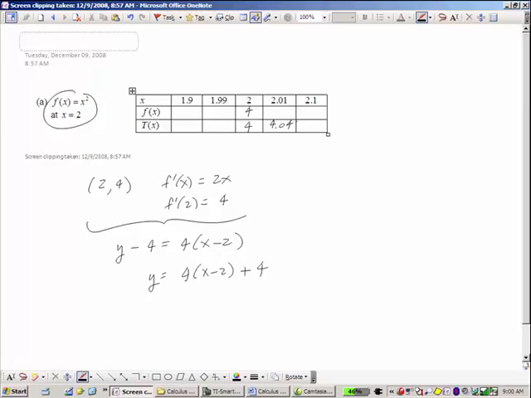So can you see that the tangent line oftentimes gives us something that's easier to evaluate than the function? Is there anyone here that can do 2.01 squared in their head, just squaring it? All right, go ahead, do your calculator. What do we get?